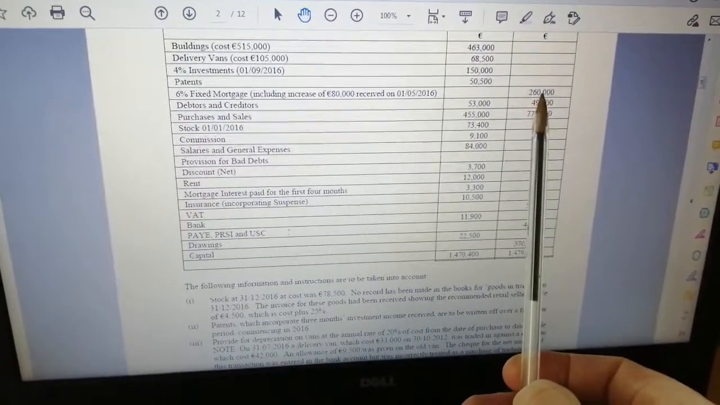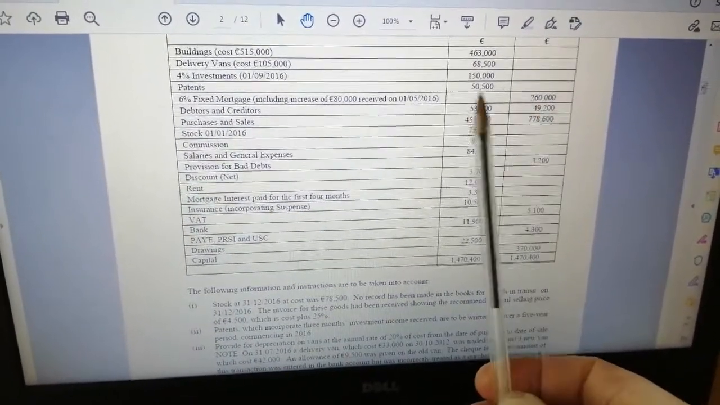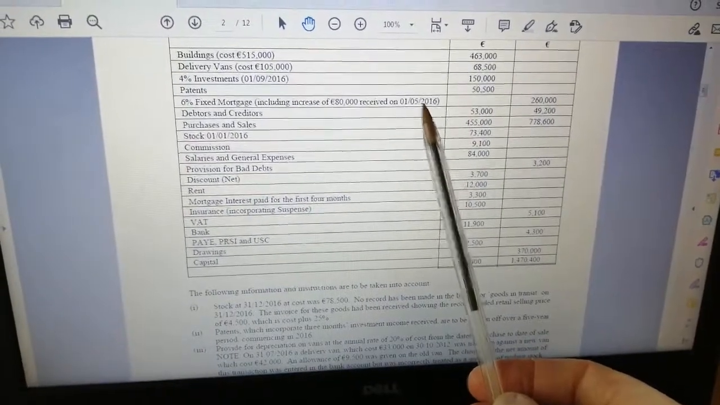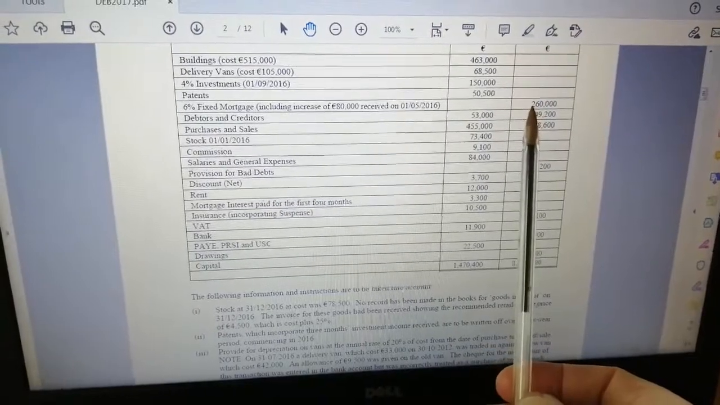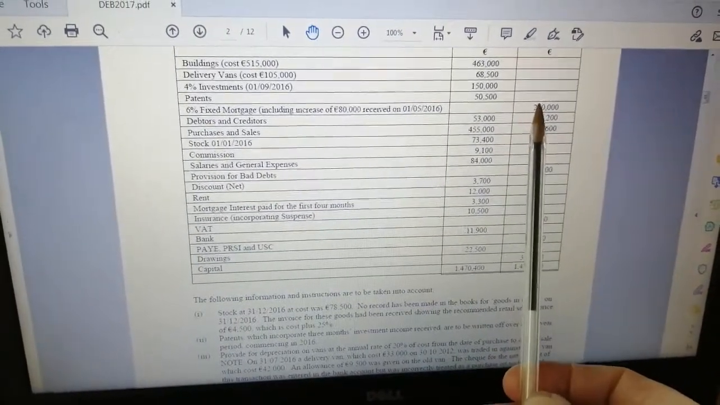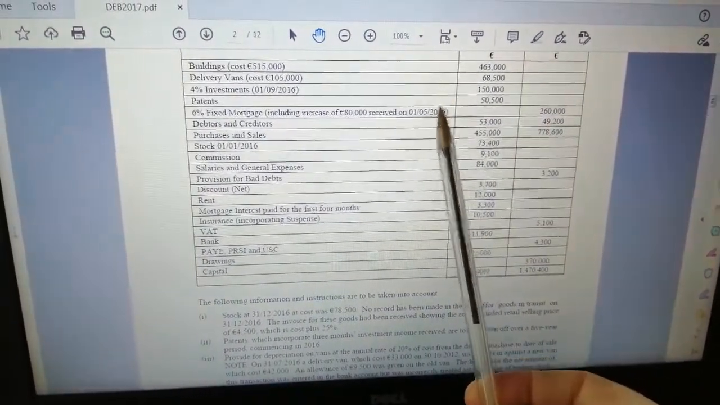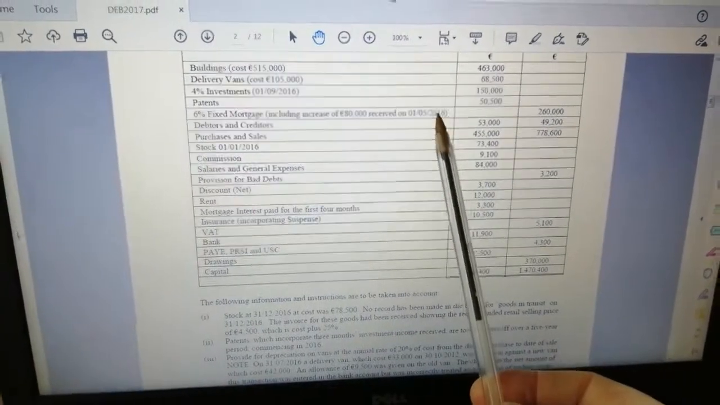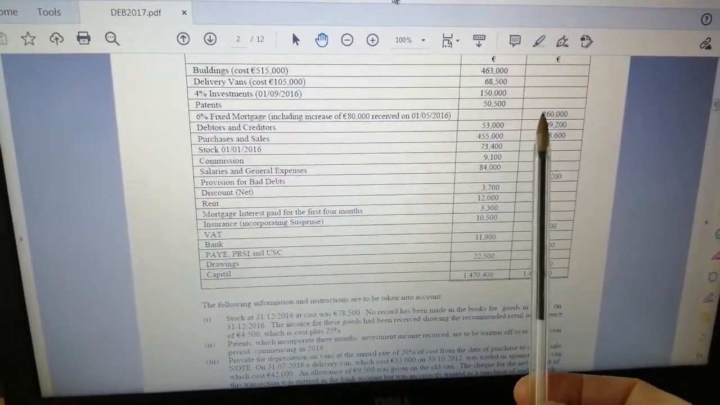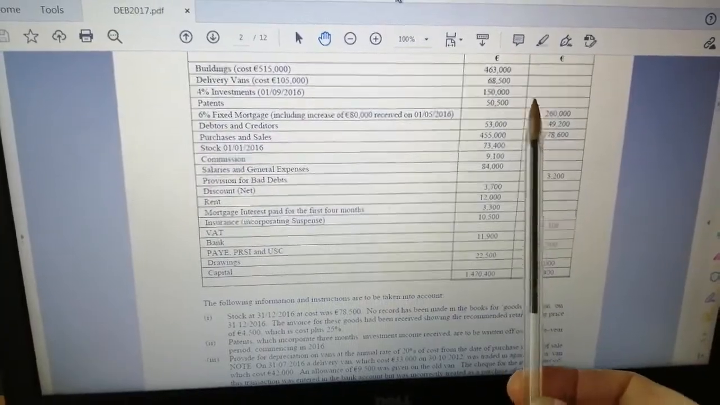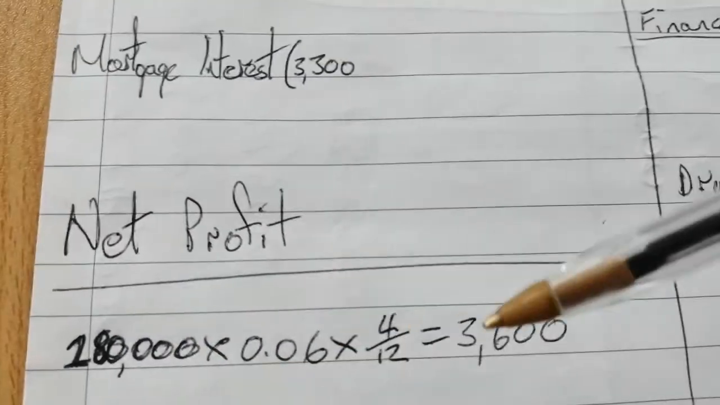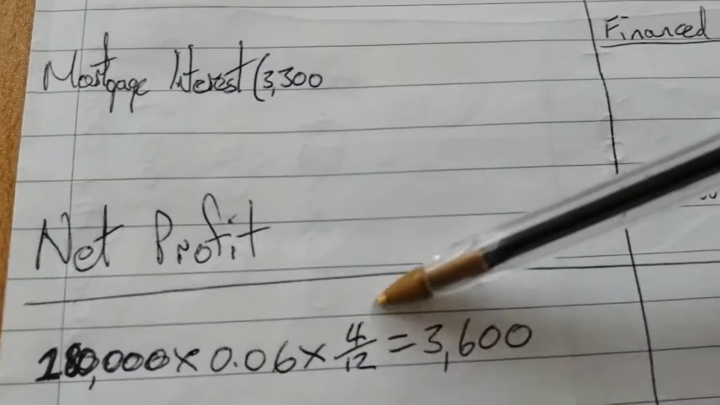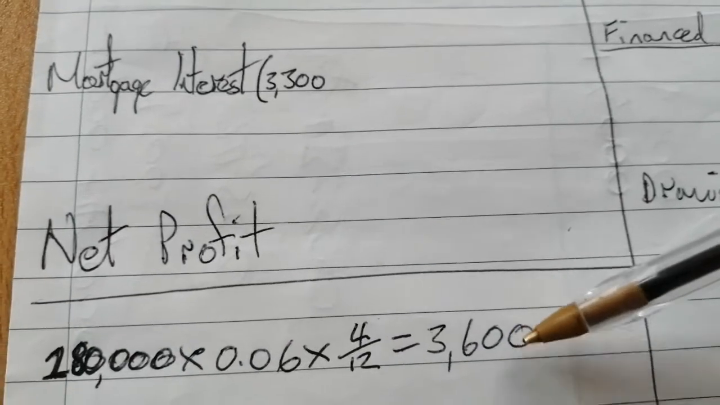It went up to 260,000 on the 1st of the 5th. Before that, it was 80,000 less. It was 180,000, and then it went up by 80 up to 260,000 on the 1st of the 5th. So that means for the first 4 months, it was 180,000. So that's the figure we're going to use first, and I've done the calculation for that down here. 180,000 by 6%, by 4/12 for 4 months, and that's 3,600.